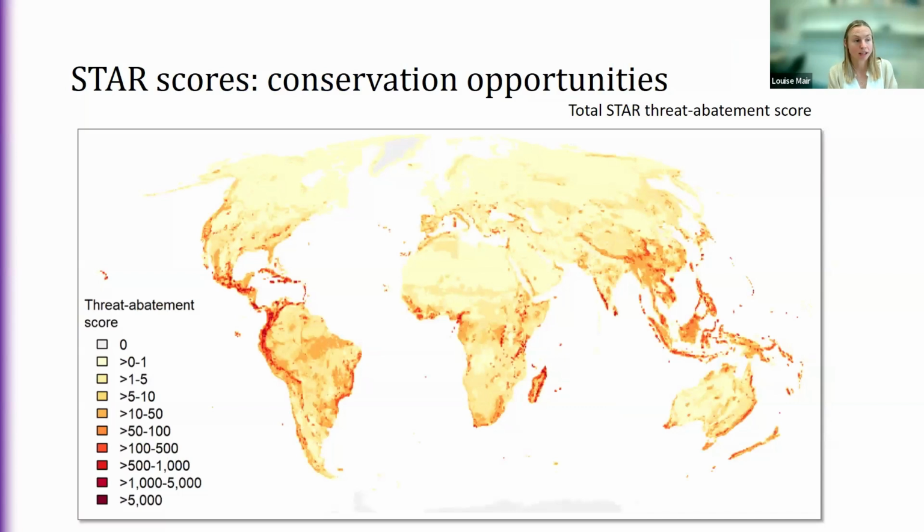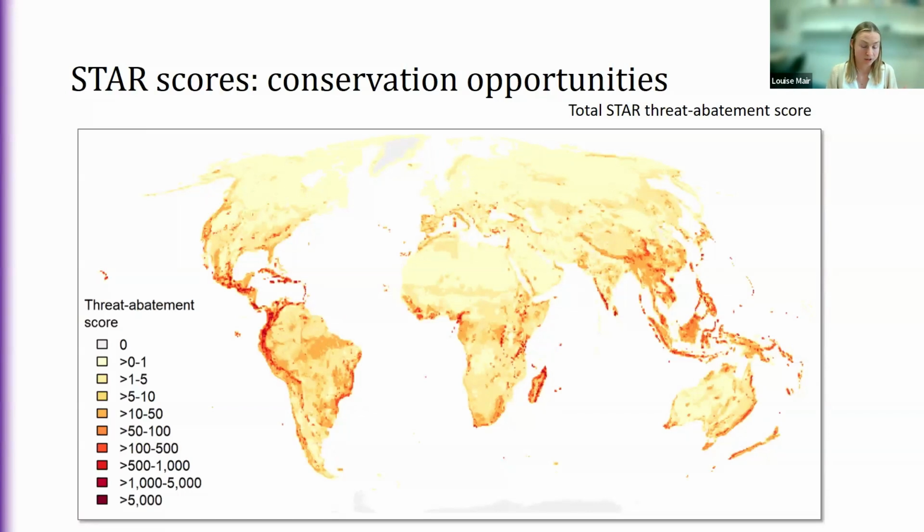What we can also do at the global level is map STAR scores. So this is a map of the total threat abatement score. The darker the red, the higher the score. The higher the score, the more species at greater risk of extinction you have in that area. Therefore, the greater the potential for action taken within those areas to contribute towards reducing global species extinction risk. So the map's really showing what we already know are hotspots of threatened species. So we've got some really strong colours in Central and South America, Madagascar's popping out, Eastern Asia, all these areas where we know we've got lots of threatened species.